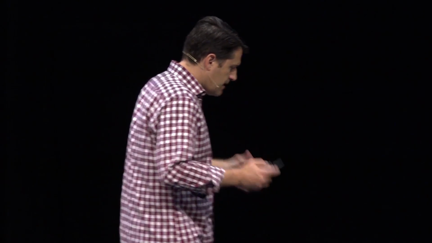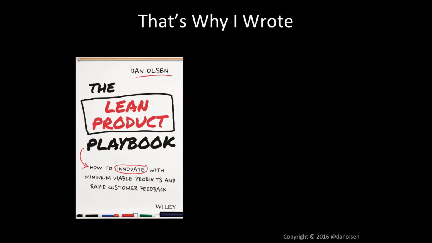Because there are different techniques for different phases, that's part of why I wrote this book, The Lean Product Playbook, that basically walks through how to start out with the Oprah technique, and then once you've launched, transition to the Spock technique and use both of those methodologies.